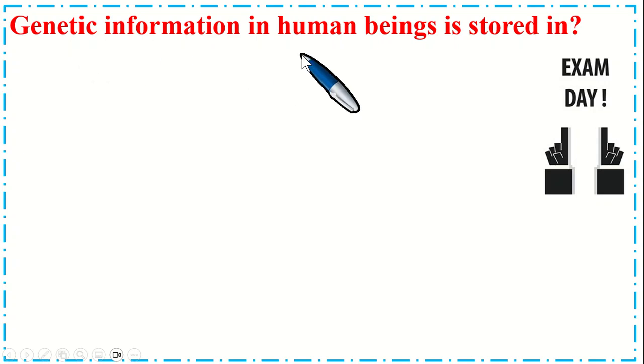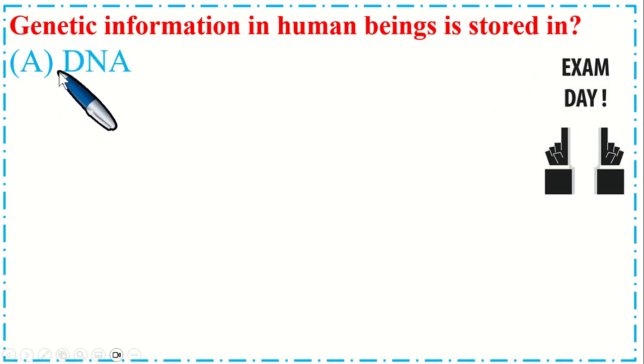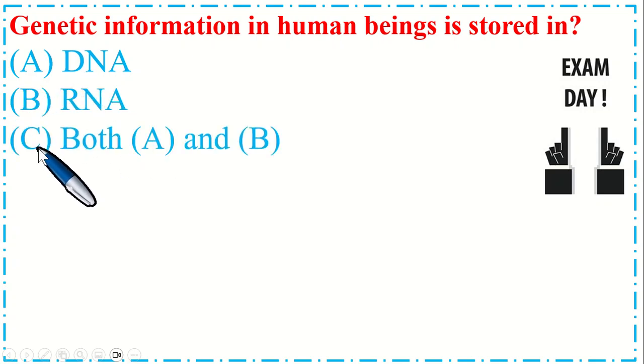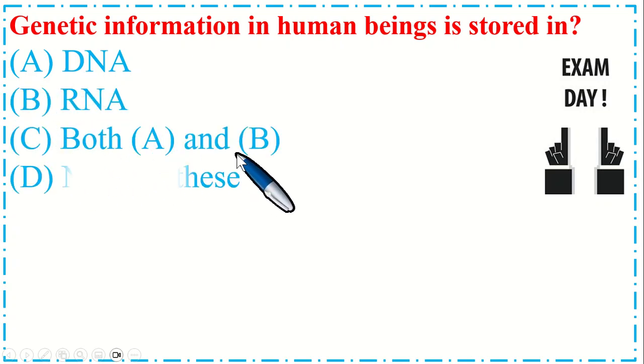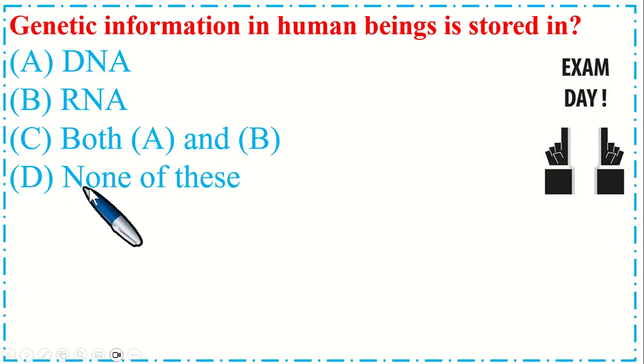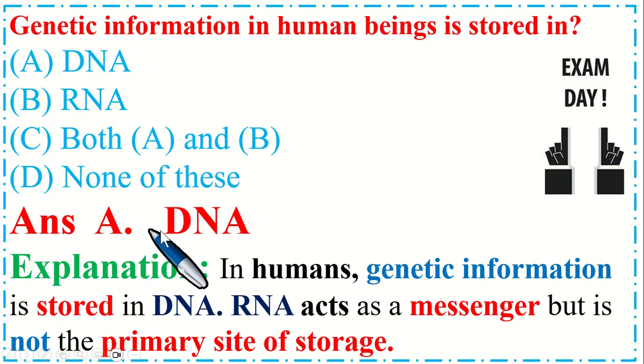The genetic information in a human being is stored in: option A DNA, B RNA, C both A and B, and option D none of these. So the correct option is A, DNA. In humans, genetic information is stored in DNA. RNA acts as a messenger but is not the primary site of storage.